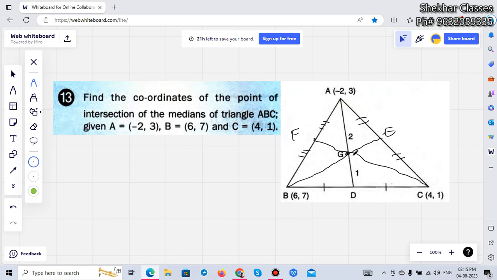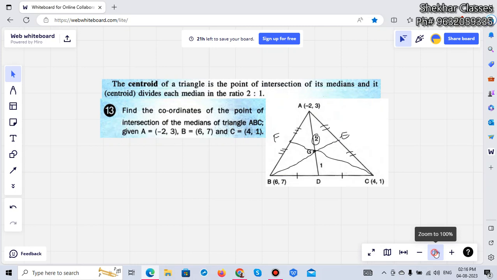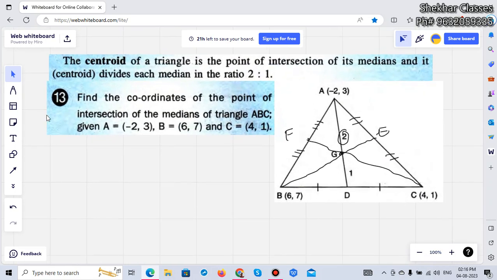Second property of the medians is that they intersect each other in the ratio of 2:1. All the properties have to be remembered, and you have to use it in the question that we have. So what is the property saying? We call that point a centroid. This point is called centroid. The centroid of a triangle is the point of intersection of its medians, and it divides each median in the ratio of 2:1. So this part will be 2 and this part will be 1, 2x, 1x, like that.